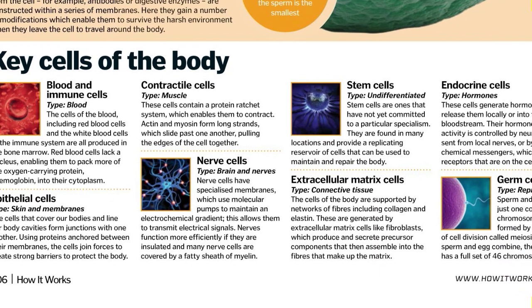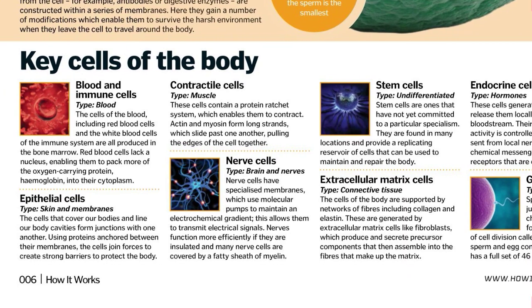Key cells of the body. There are many different cells, but they have almost the same type of functionalities and the same type of parts. Let's talk first about blood and immune cells. The cells of the blood, including the red blood cells and the white blood cells of the immune system, are all produced in the bone marrow. Red blood cells lack a nucleus, enabling them to pack more of the oxygen-carrying protein hemoglobin into their cytoplasm.